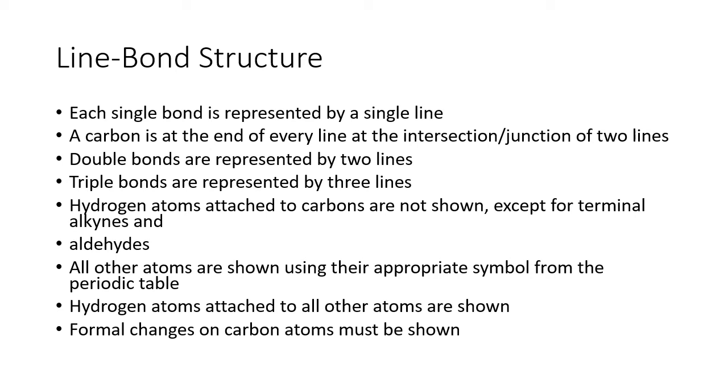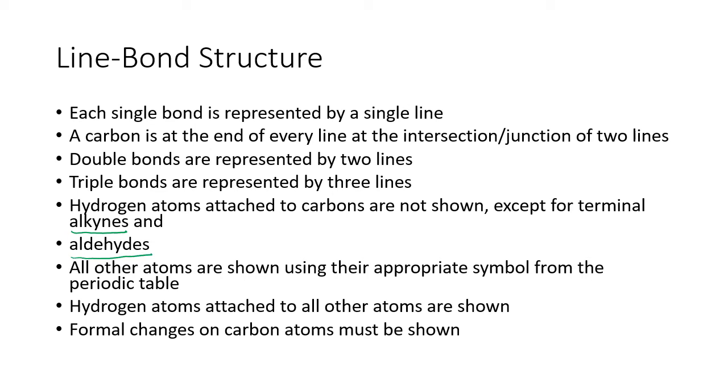So each single bond, carbon to carbon, is represented by a line, as we saw. There's a carbon at the end of every line and at the junction of 2 lines. When you have a double bond, you still represent those by 2 lines. When you have triple bonds, those are still represented by 3 lines. We are assuming there are hydrogens at the ends of the carbon atoms that are not shown. Except for when we deal with terminal alkynes and aldehydes, we will show those hydrogens, but don't worry about that too much yet because we will study alkynes and aldehydes as their own chapters.